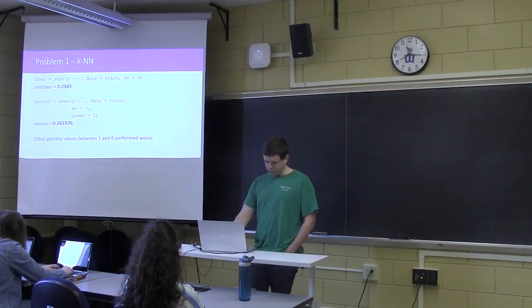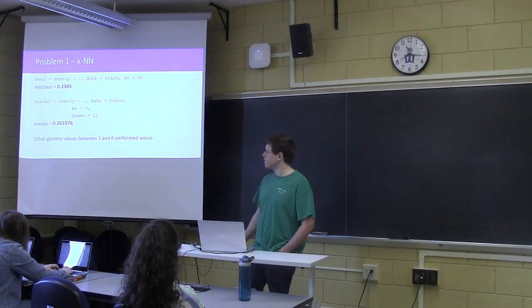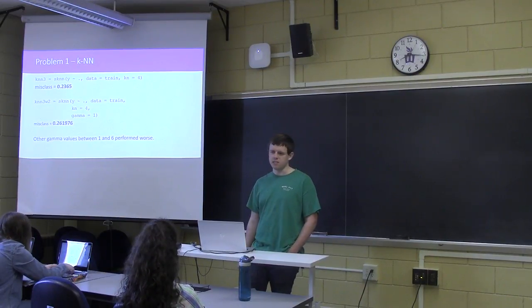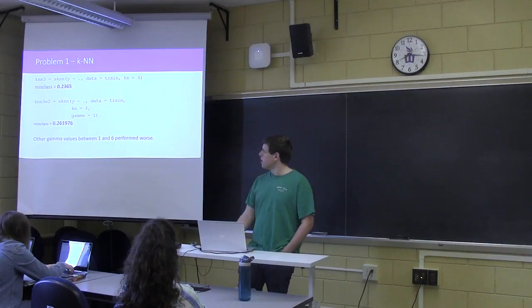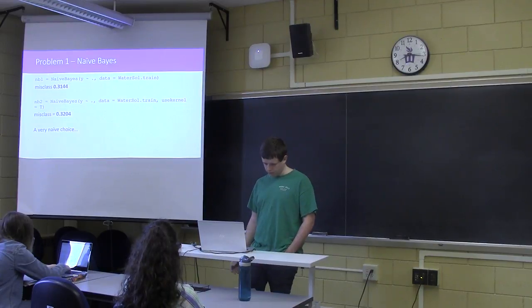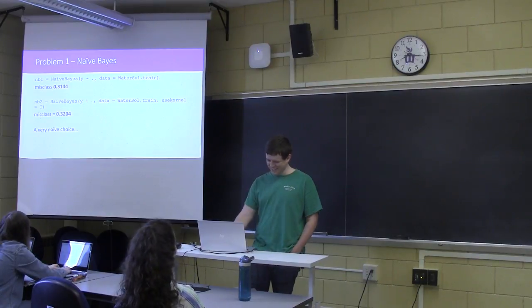KNN, not too bad, but doing it weighted actually decreased performance. I tried gamma values between like 1 and 6 and couldn't get it to perform any better. So 23% for the regular KNN with K of 4. Naive Bayes, naive choice, is the worst.